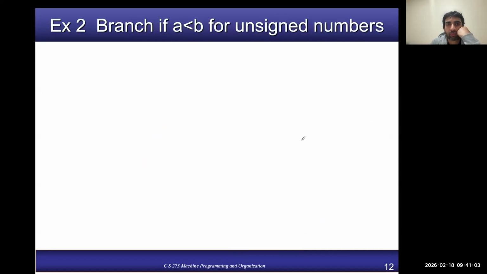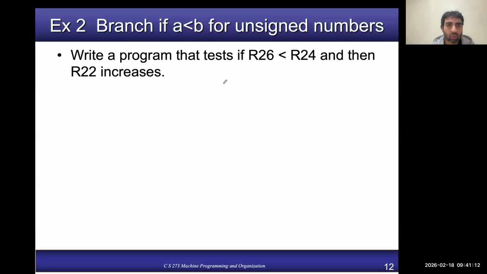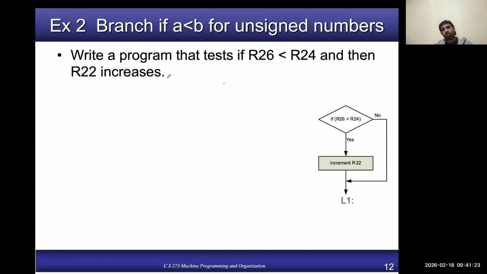Okay, now here is another example. And this time we are testing for A is less than B, right? So write a program that tests if R26 is less than R24 and then increases R22. Okay. Again, you need to do the same thing. Actually, let's do it as an exercise. Okay. I am giving you 2 minutes. I know it will take a little bit of time.